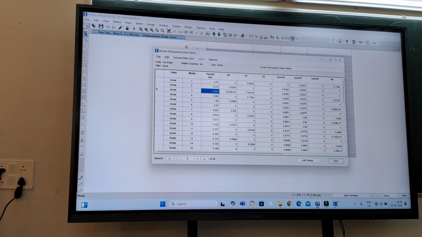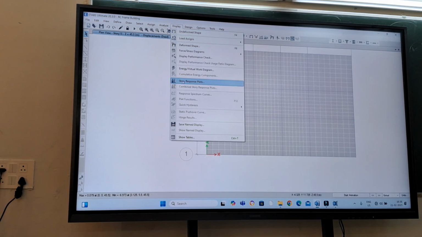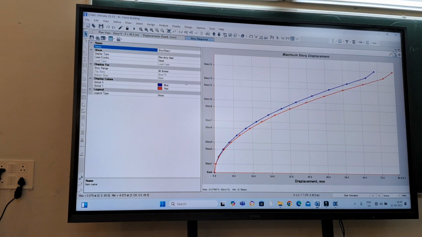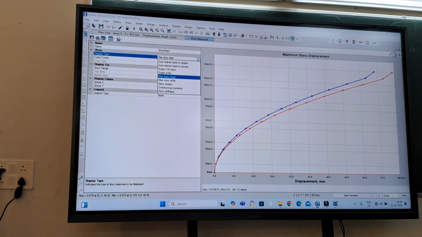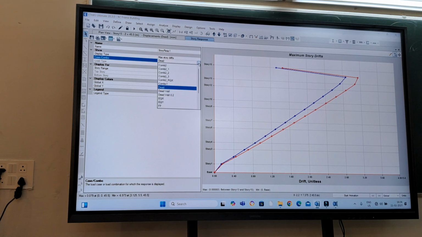Variation should be less than 10%. So these are the things you have to check in your model response. Then go to display and click on the storey response. Then you have to check for base shear ratio. Click on this maximum storey base shear and choose the arbitrary force.